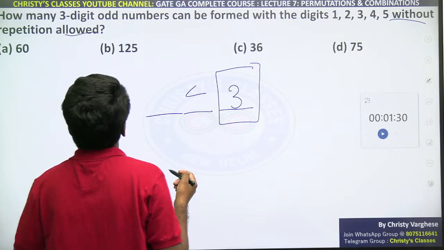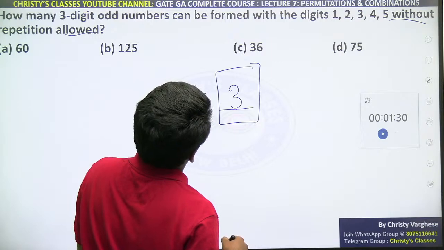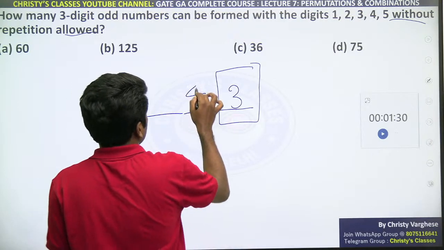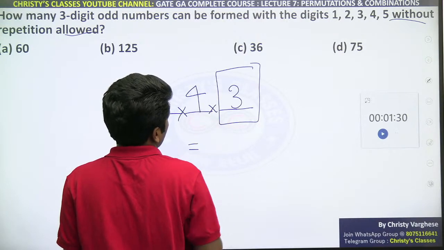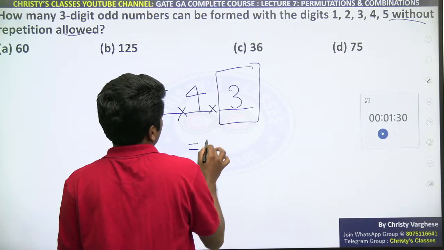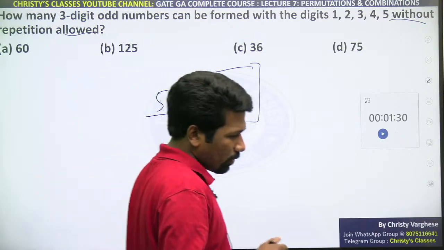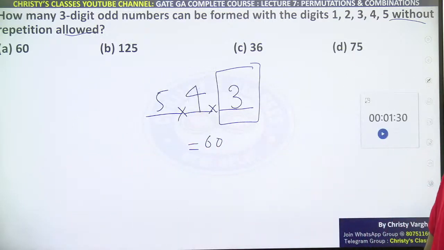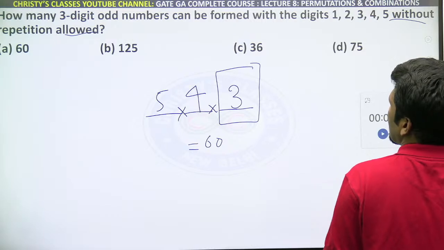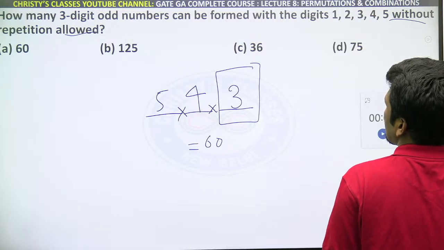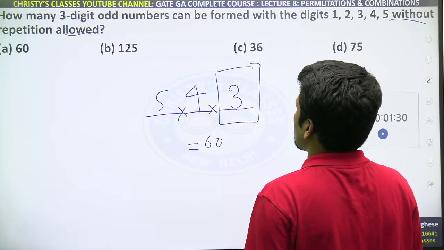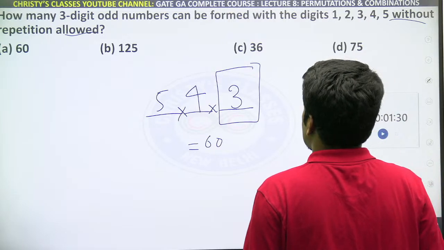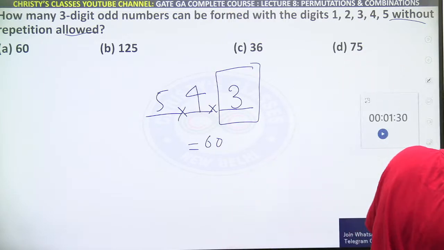Yeah, actually here any of the 4 possibilities are possible. Here any of the 5 possibilities are possible. So 5 into 4 into 3 will be the answer. 5 into 4 into 3, 60. Are you all understanding the point? How 60? One second. Yeah, it will be 60 na. Any doubts?